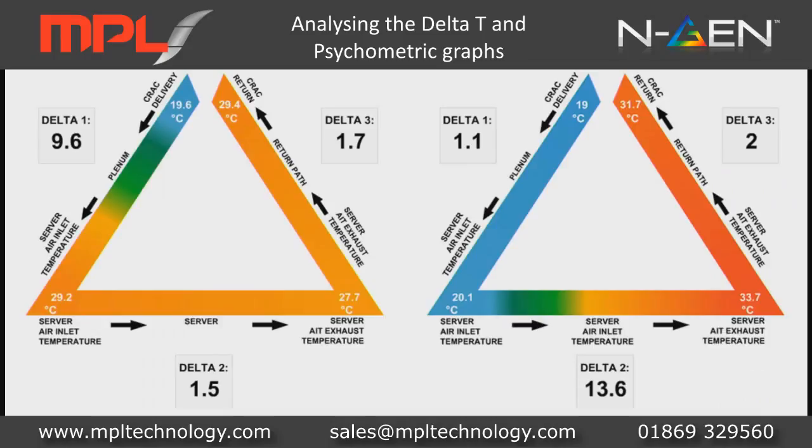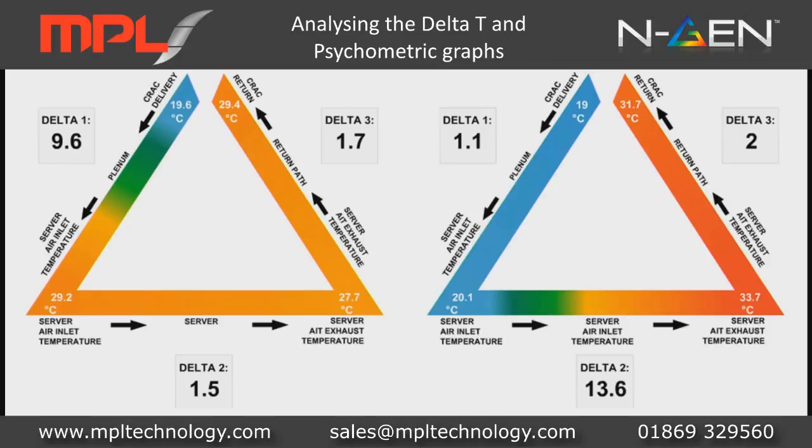Here we've created an image which illustrates two installations with two different customers. And these give you very good examples of how the delta T can help in understanding where airflow issues may be occurring. Obviously there are three delta values on each triangle. The first delta value ideally should be as close to zero as possible, as this shows the heat increase from the air delivery by the cooling unit to the inlet of the rack.